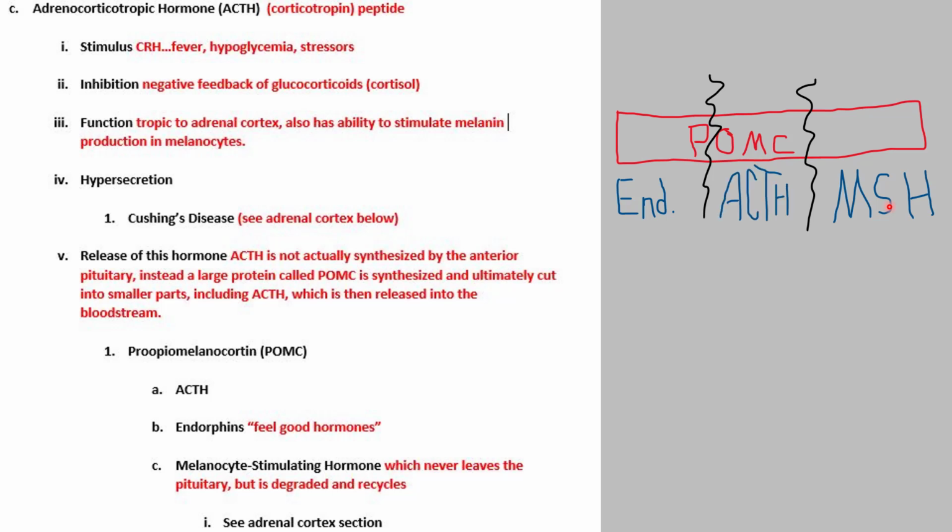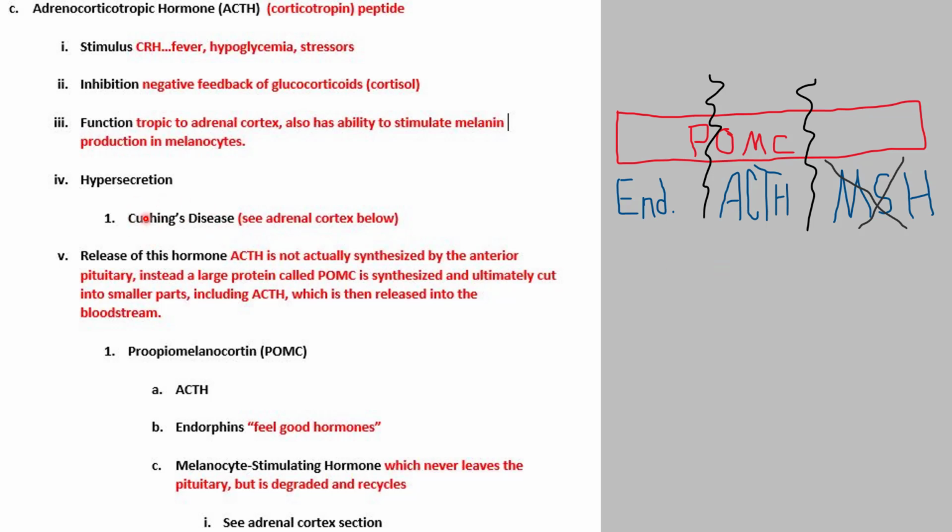But the other thing that is left over from the POMC is ACTH. So endorphins, ACTH, and MSH result from POMC being cleaved. Now, interestingly, MSH is destroyed. It never leaves the anterior pituitary. It's broken down immediately. Endorphins leave and help you to feel good. ACTH leaves and has the effect of stimulating the adrenal cortex.